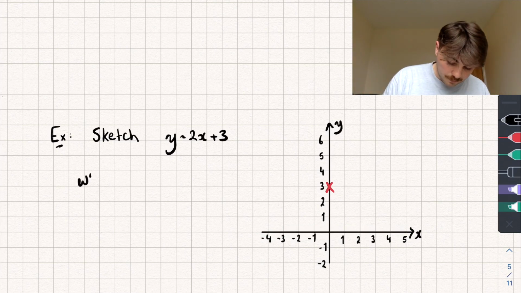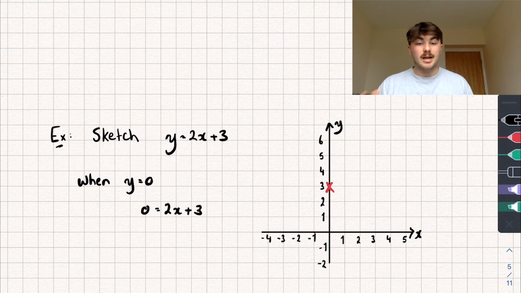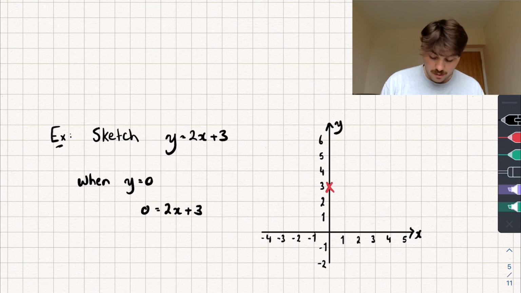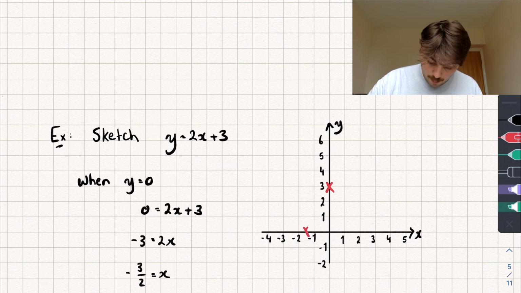And so we can say when y is equal to 0, we have 0 is equal to 2 times x plus 3. And so now if we rearrange to make x the subject, this will tell us where our line passes through the x-axis. So subtract 3 from both sides, -3 is equal to 2x, and divide both sides by 2, we get -3 over 2 is equal to x.